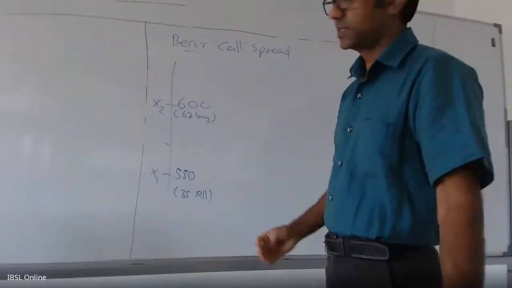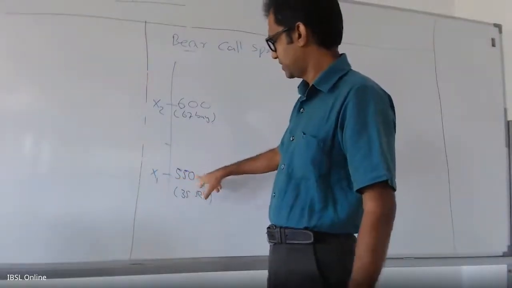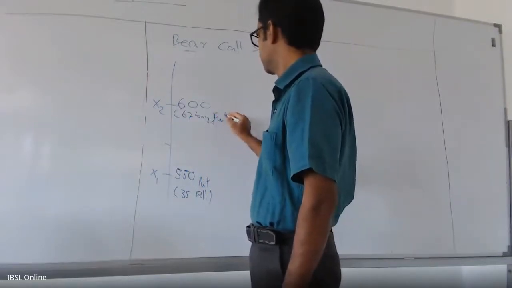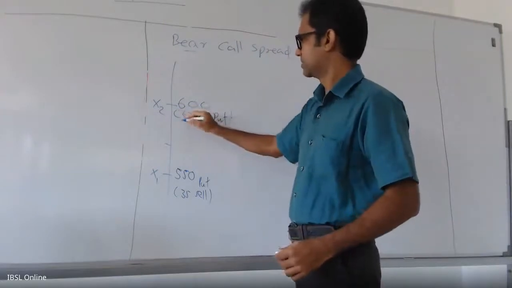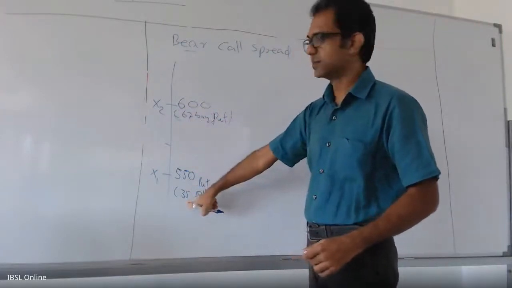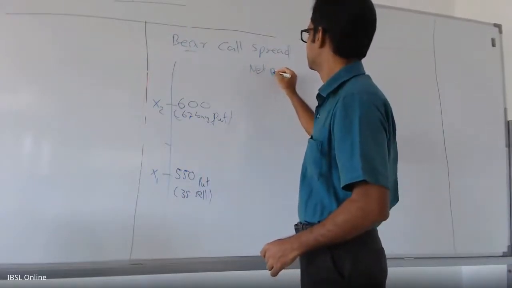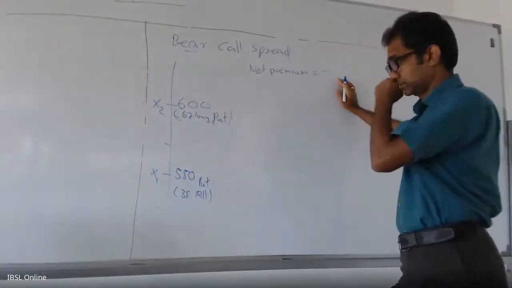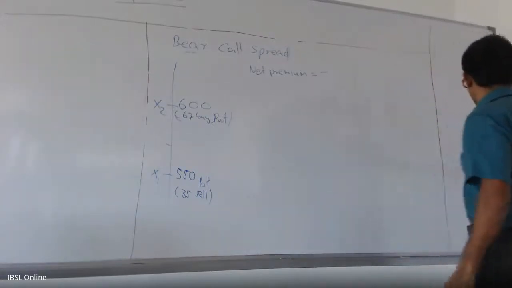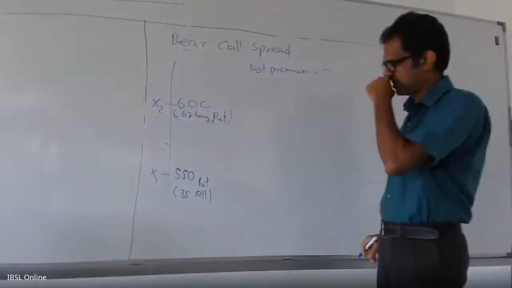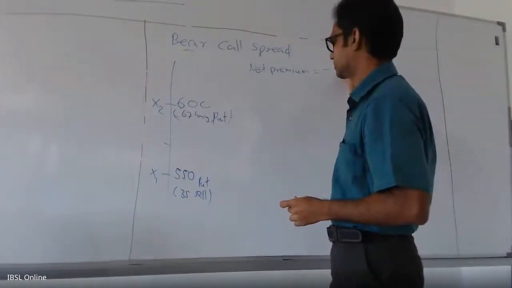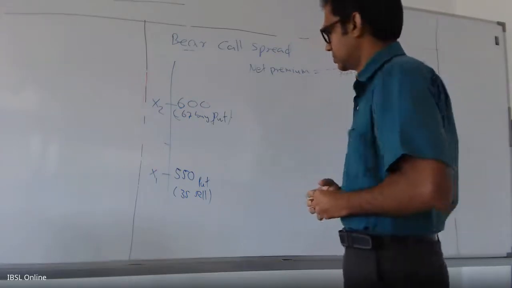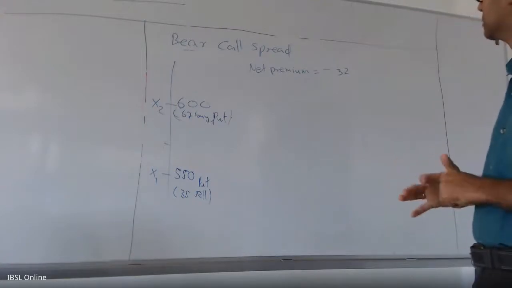So these are the trades. X1 at 550, you sell a put. Here you buy a put at 867. Here, receiving 35. What is the net premium? Minus $30. You pay a net premium of 30.